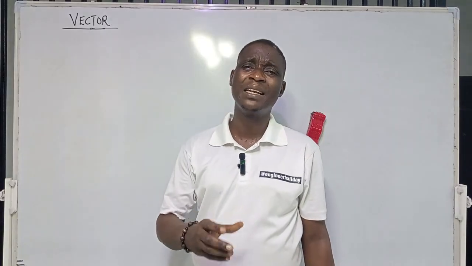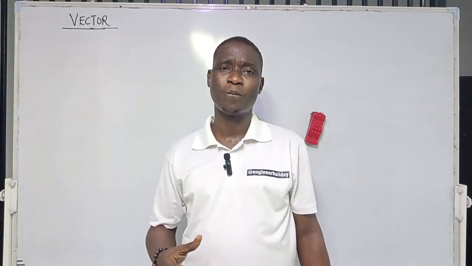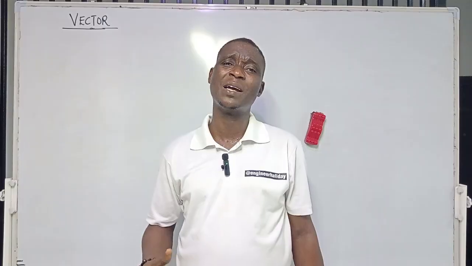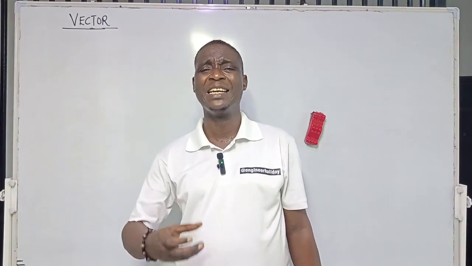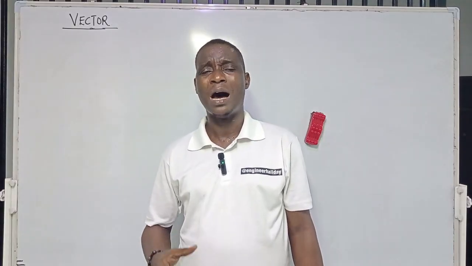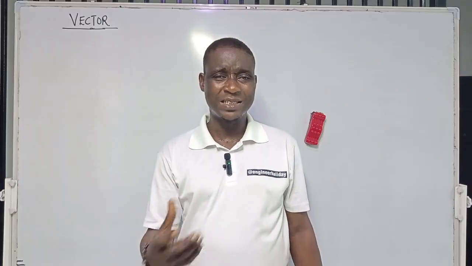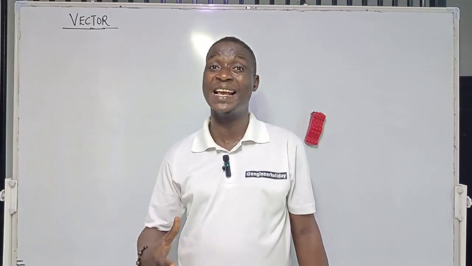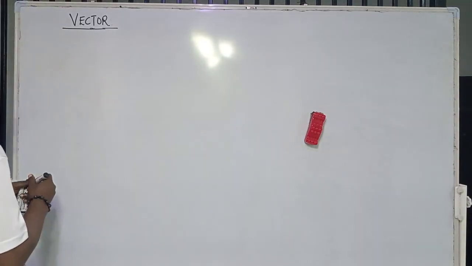Another thing I want you to understand is that we can have a two-dimensional vector, and we can have a three-dimensional vector. If you have a two-dimensional vector, how do you know it? Probably you have x and y. Then if it's a three-dimensional vector, you have x, y, z. Now, there's what we call a unit vector.